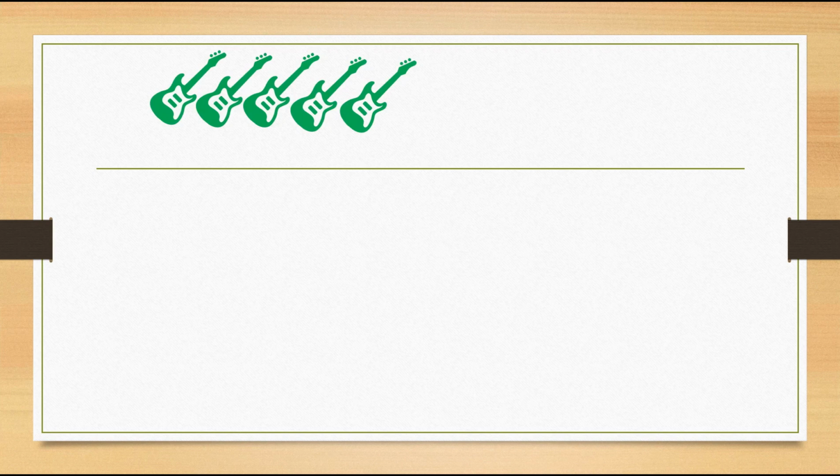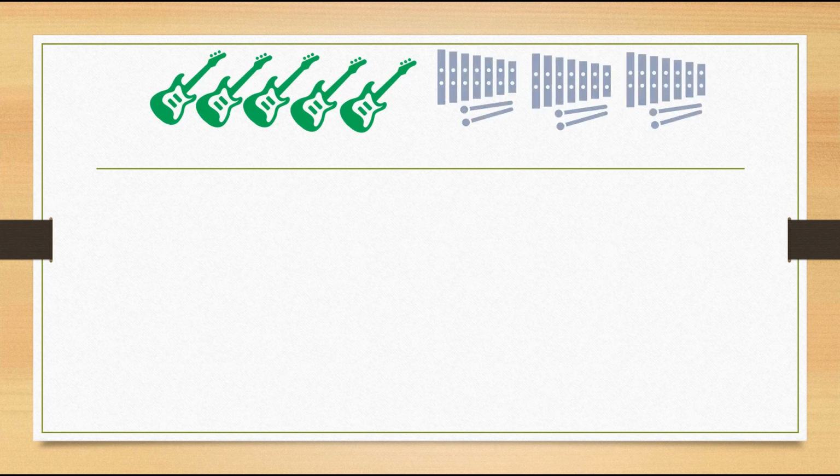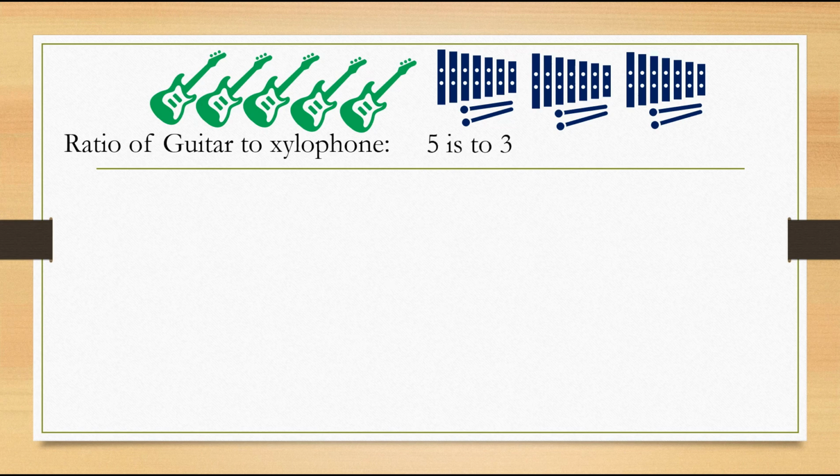So, let's have another example here. We have guitar and xylophone. What is the ratio of guitar to xylophone? That is 5:3. We write it in colon as 5:3, or in fraction, 5 over 3. Again, first term or yung unang nabanggit, yun yung ginagawa nating numerator. Yung pangalawang nabanggit, yun yung ating denominator.